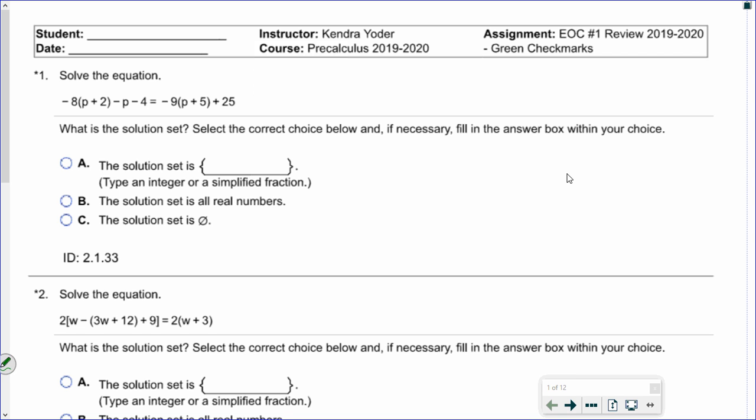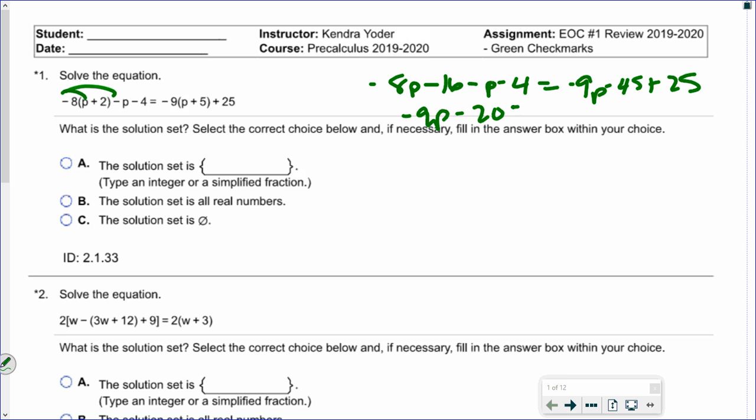Is to distribute. Kids are not distributing appropriately here. So negative 8p minus 16 minus p minus 4 is equal to negative 9p minus 45 plus 25. Negative 9p minus 20 is equal to negative 9p minus 20. They're the same, aren't they? The left-hand side is equal to the right-hand side.